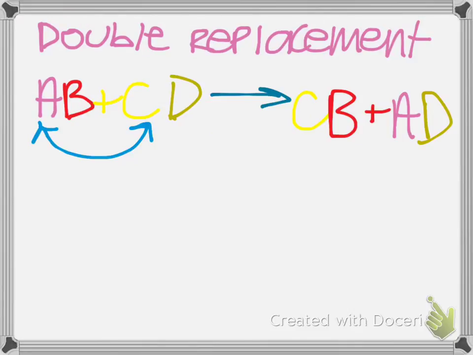This next reaction is called double replacement, and it's probably the most difficult of all the reactions, but it is not that bad. So here there are 2 compounds, AB plus CD, that are added up to yield CB plus AD, or that they're switched to yield CB plus AD. So basically, this double replacement has the same rule as single replacement with the positives and negatives.